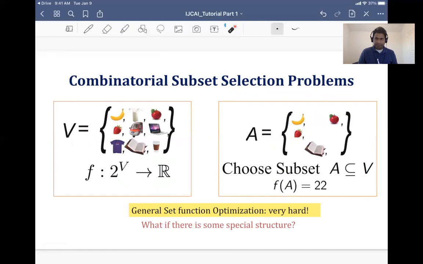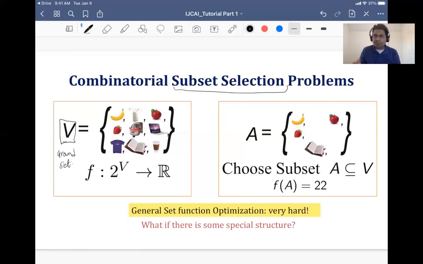So let me define some terminology right now. We define V as essentially the ground set. This is also called the ground set, or it basically is the set of all possible data points in my universe. So I'm essentially talking about subset selection.